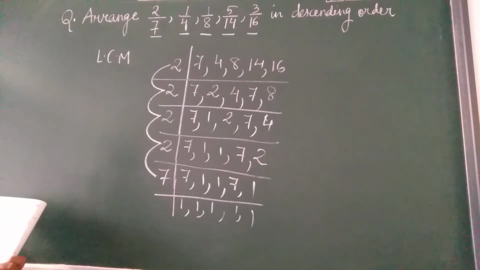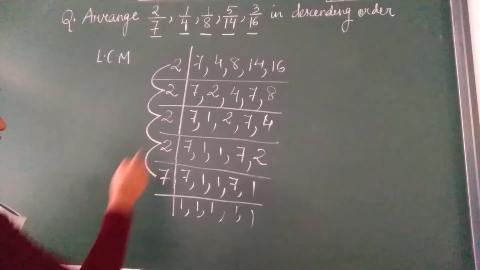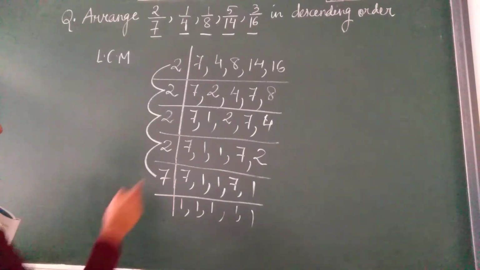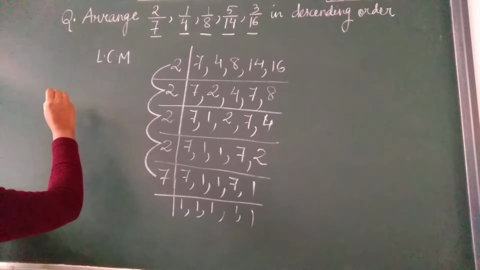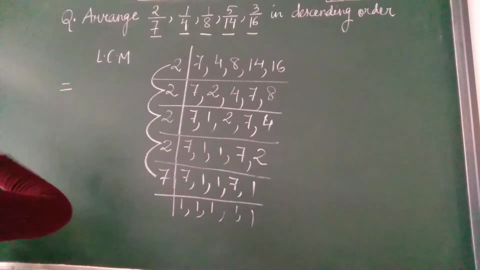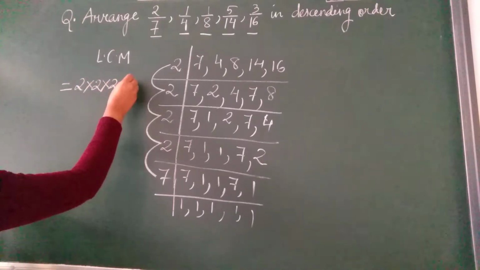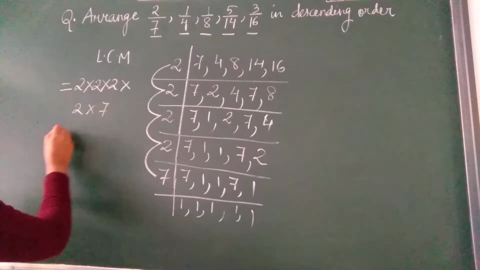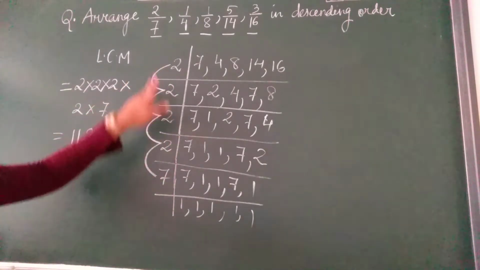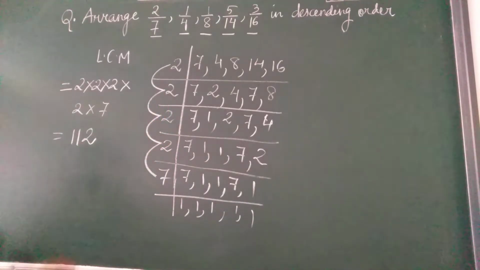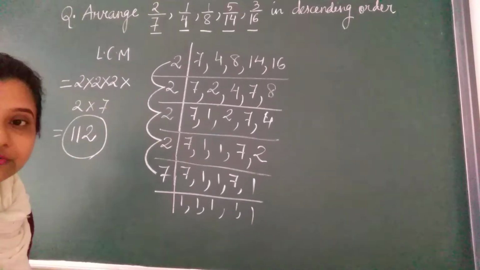So, let's begin. 2 into 2 is 4, 4 into 2 is 8, and then 7 into 2 is 14. That means we must get the LCM to be 112. The LCM must be 112. If you multiply these numbers, we will get 112. So our denominator has to be 112.